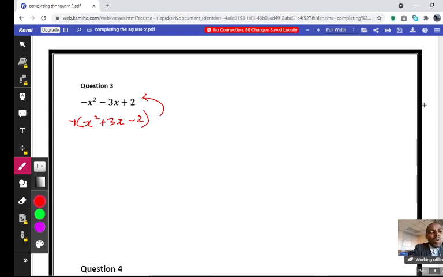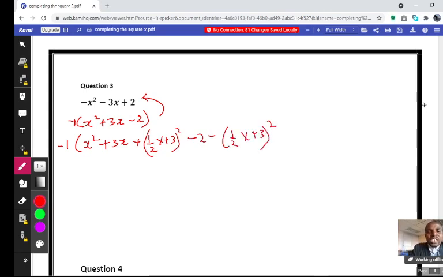Right, then from this one, we want to make sure that the coefficient of x squared must always be 1. Because if it's not 1, you can't work it out. So you have to make it 1 first, like this. So you factor out the minus 1. Then you complete the square of the expression inside the brackets, x squared plus 3x. To this one, you add half the coefficient of x, which is plus 3, squared, minus 2. To this one, you subtract half the coefficient of x, which is plus 3, squared. Then minus 1.